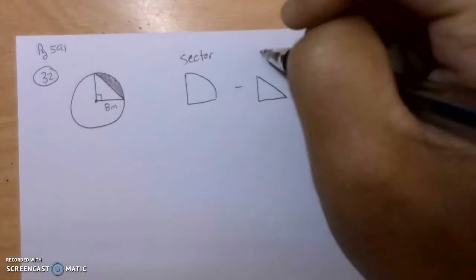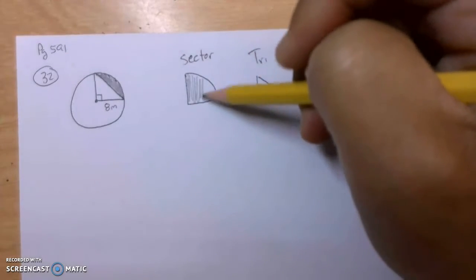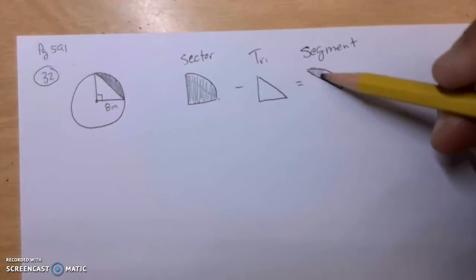And that is the logic. We're going to minus out the triangle. So we're going to figure out the area of the whole thing, minus out the triangle part, and you're left with just the top part.